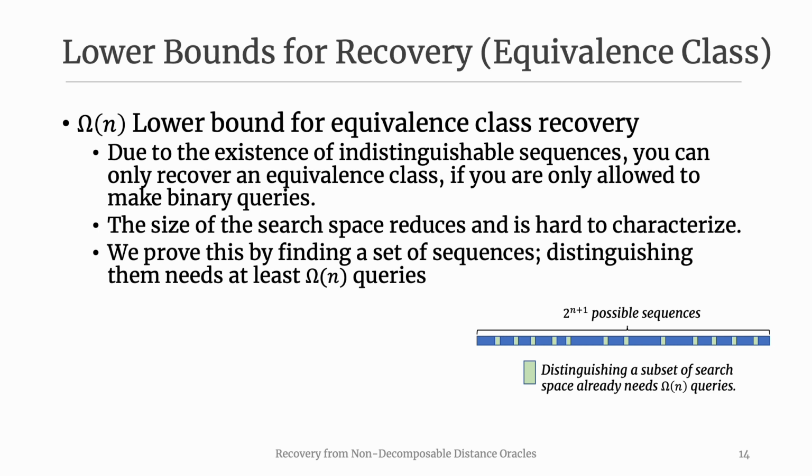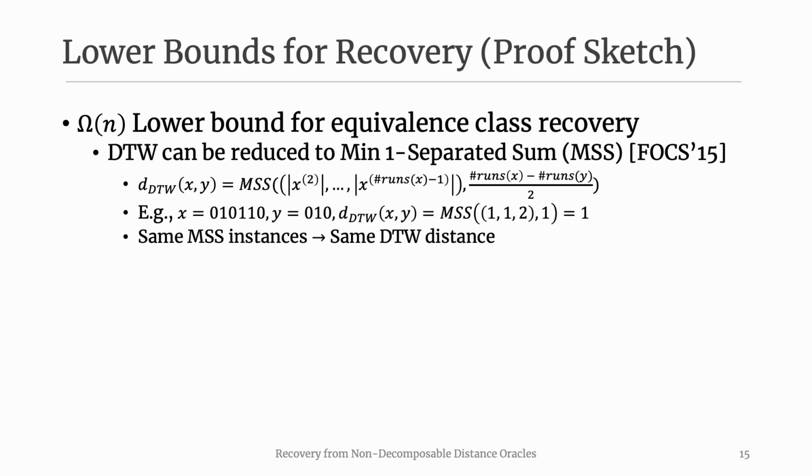The key insight behind our proof technique is to find the set of sequences such that distinguishing them already needs at least omega n queries. In the proof, we use the known technique of DTW MSS reduction. I will skip the details, but the takeaway here is that computing DTW distance between two sequences is equivalent to computing an optimization problem called MSS. The MSS problem is instantiated by these two sequences, and the same MSS instance implies the same DTW distance.